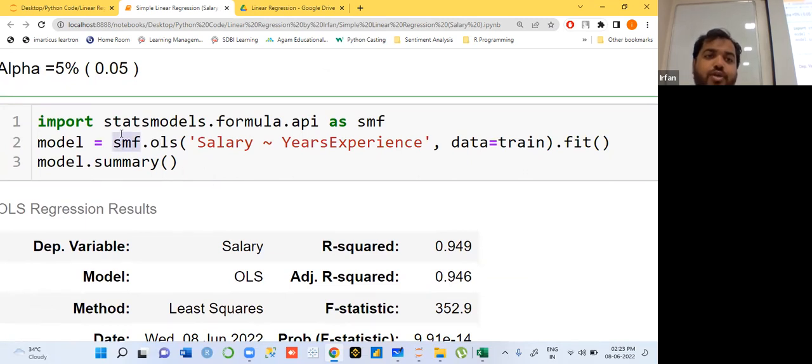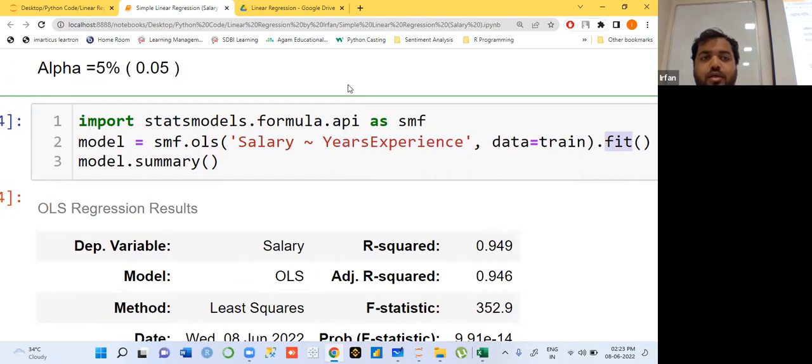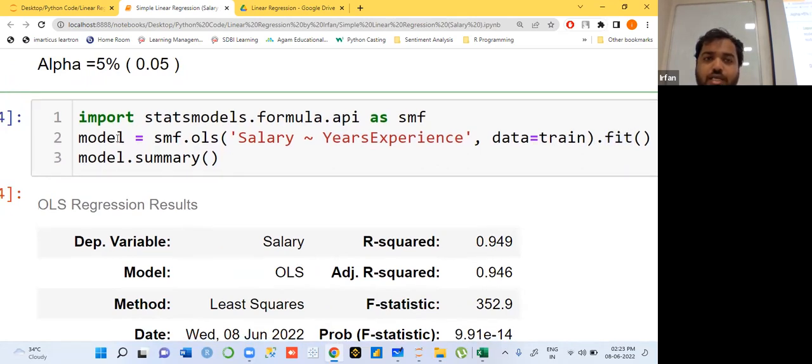The smf uses OLS. Your OLS means use the beta naught and beta 1 formulas. Salary depends on year of experience. Take data from train. Fit means the formula of OLS will be applied on the data. The meaning of fit is apply. Clear? Ordinary least squares. I'm assigning it to model. Then I check the summary.